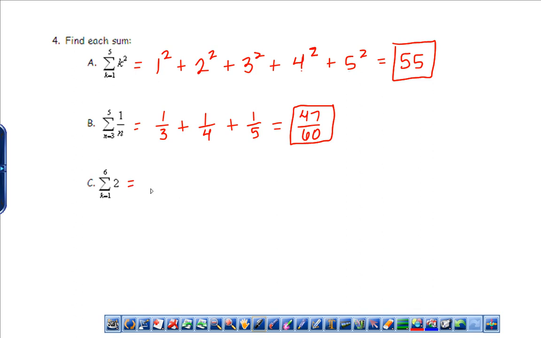Okay, there is a trick to this next one. Every term is 2. So it's 2 plus 2 plus 2. The 4th term is 2, the 5th term is 2, and the 6th term is 2. Do you really need to add all these 2's, or is there a trick? You could have just said 2 times 6, which is 12.